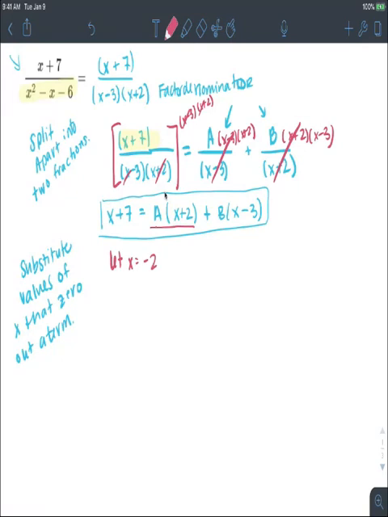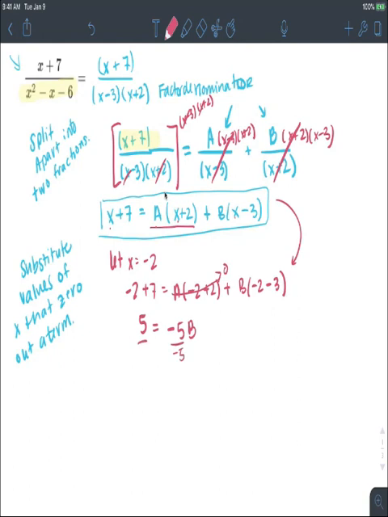So I plug it in. Any place there's an x, I'm going to plug in -2. So -2 plus 7 is equal to a times -2 plus 2 plus b times -2 minus 3. So again, I use that equation to plug in for x. So I get 5 is equal to, that whole thing goes to 0, so I get -5b. Divided by -5, so b is equal to -1. Saving that for later.